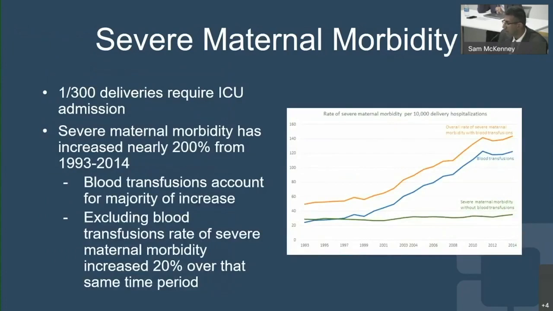Because of that, what we've also seen is a very significant increase in severe maternal morbidity. And I'll talk to you about what defines severe maternal morbidity in a second. But roughly 1 in 300 deliveries require admission to an ICU now. And this has increased nearly 200% between 1993 and 2014. Now, a lot of this has to do with hemorrhage and blood transfusions, but even if you exclude blood transfusions, there's roughly a 20% increase in severe maternal morbidity in that same time period.